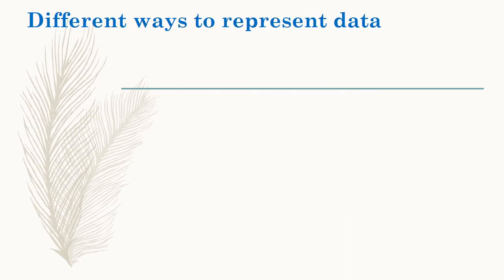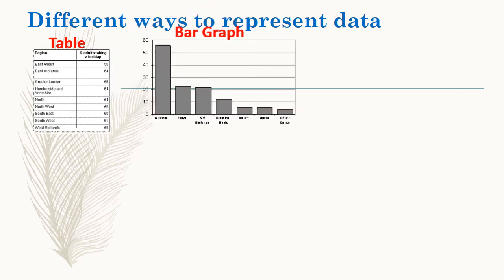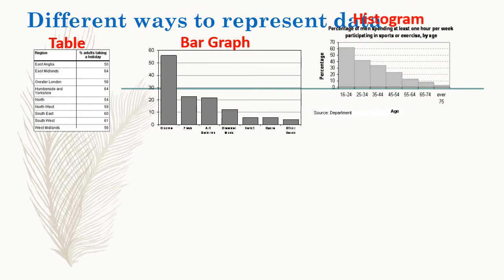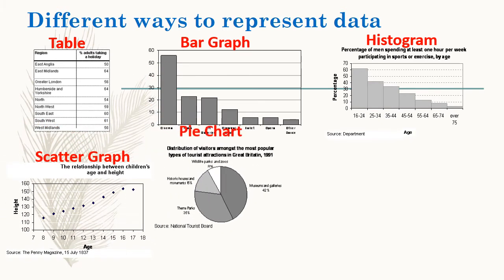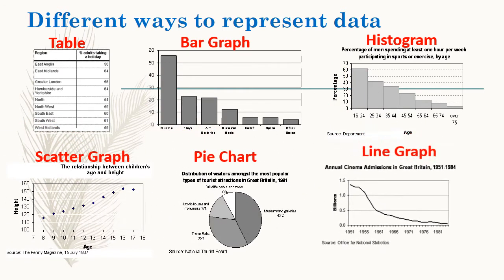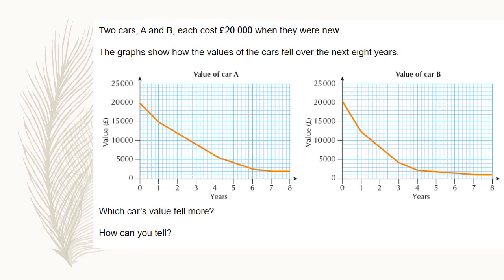Different ways to represent data. You are familiar with most of the ways to represent data. All of you know the table, bar graph, histogram, scatter graph, pie chart, line graph, and of course there are more ways to represent data. Let us start with our first example about today's lesson, comparing two sets of data.